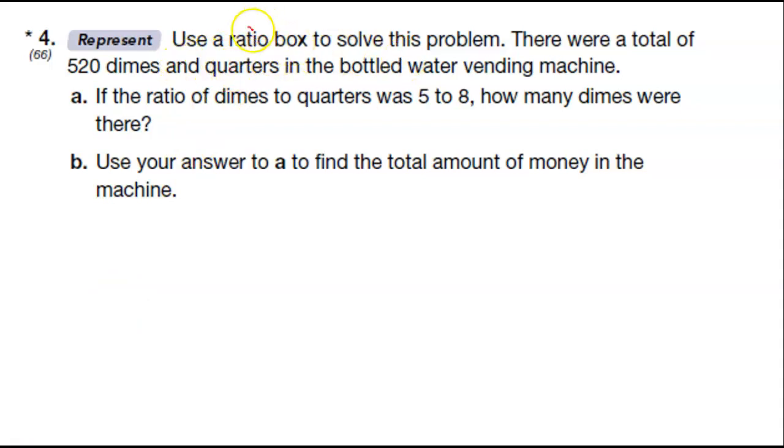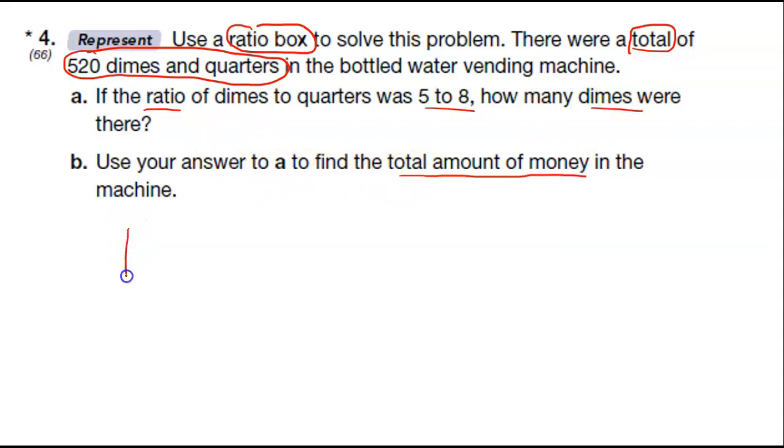Use a ratio box, hint, hint, wink, wink, to solve this problem. There were a total of 520 dimes and quarters in the bottled water vending machine. A says if the ratio of dimes to quarters was 5 to 8, how many dimes were there? Use your answer to find the total amount of money. Cool. So let's go ahead and start with our ratio box.